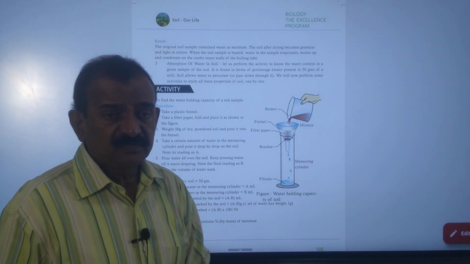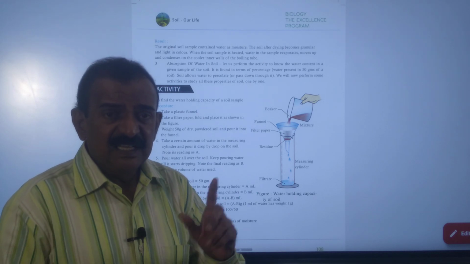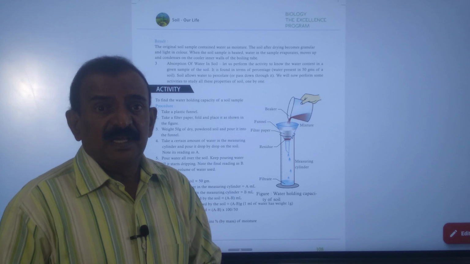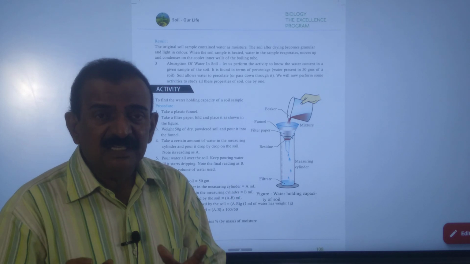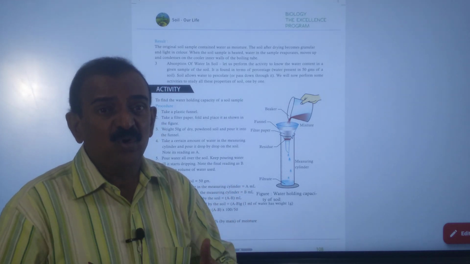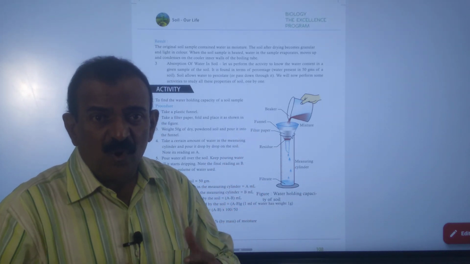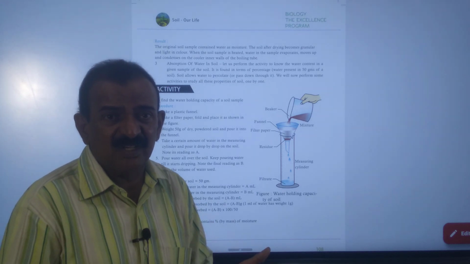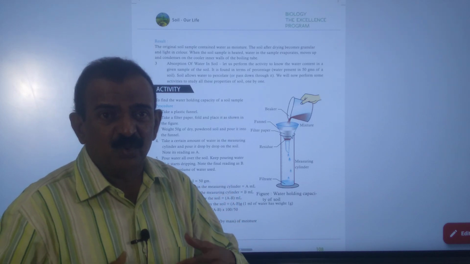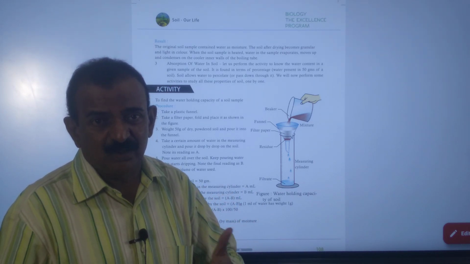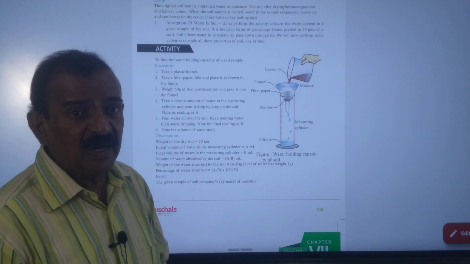Here we discuss that there are 3 types of soils: sandy soil, clayey soil, and loamy soil. Loamy soil and clayey soil are the best soils, and they have more water holding capacity when compared to sandy soil. So the water holding capacity of clayey soil and loamy soil is more, and thereby they can give water and also nutrients for the growth of the plant, and also to the microorganisms which are living in the soil. And now we need to do a small activity.